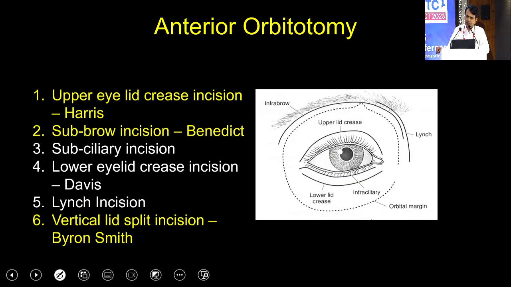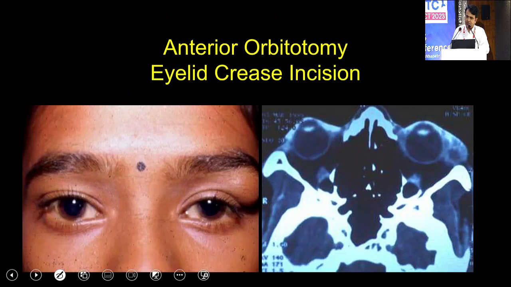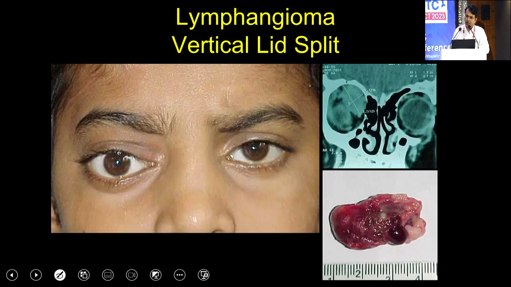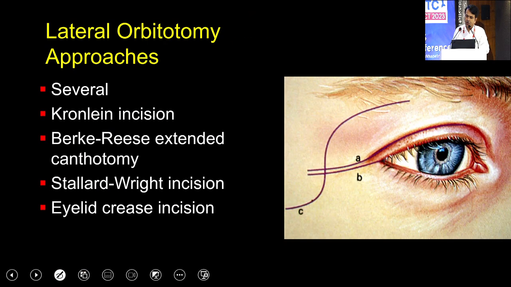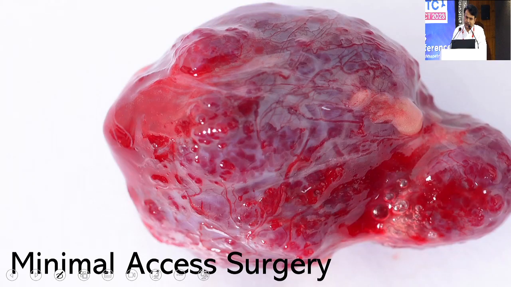So when such a situation arises, there are many surgical approaches. Anterior orbitotomy, of course, has many named and unnamed incisions. It can be used for dermoids, lymphangioma. Now it's treated, of course, with injections, but earlier we would even do a lid split incision, which is called the Byron-Smith incision, to access a superonasal lesion. But currently all that is gone, and we do a safe lateral orbitotomy approach where we go by the lid crease mostly, and if at all it's a lacrimal gland tumor, we may go with a very lazy S-shaped incision. These are the two popular incisions currently used.